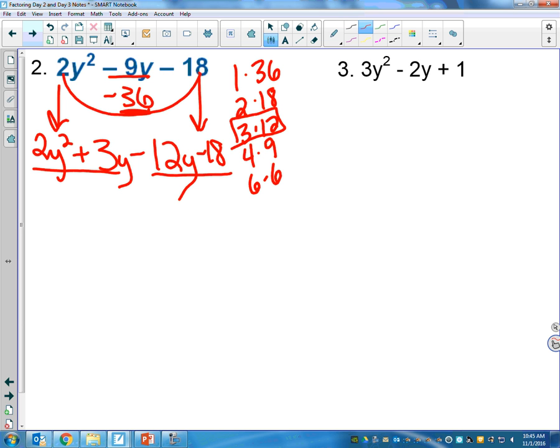How's this poster? What? Yeah, you did it opposite.